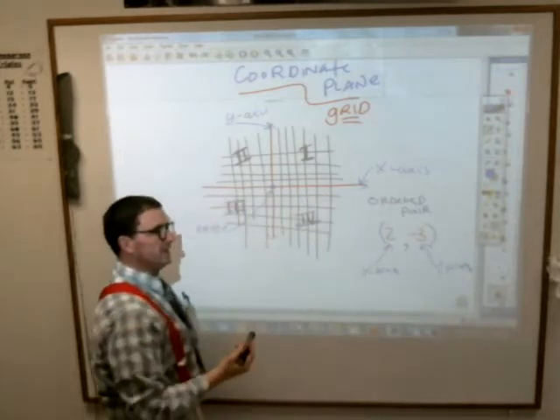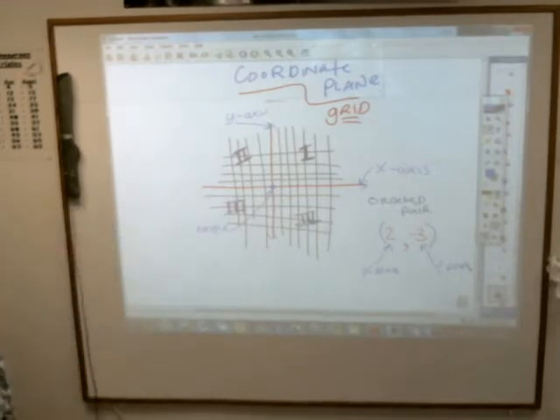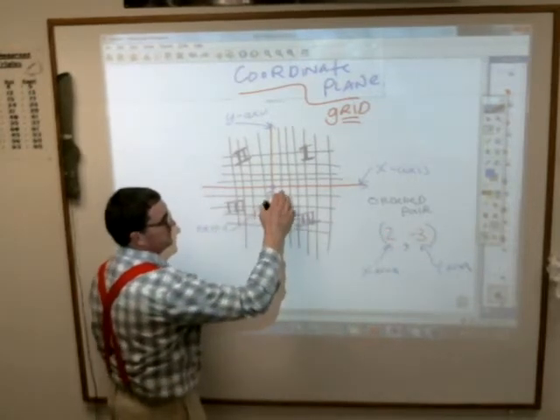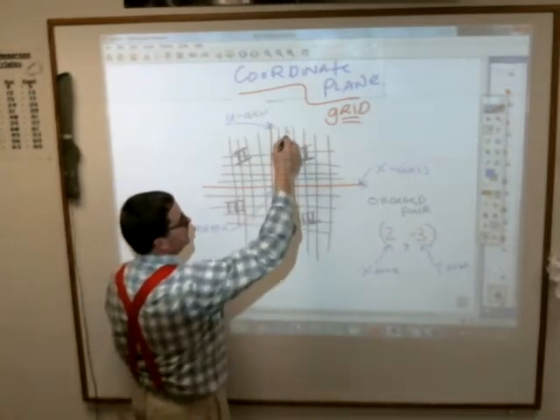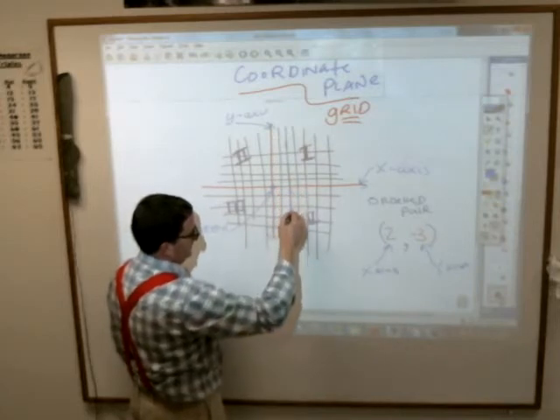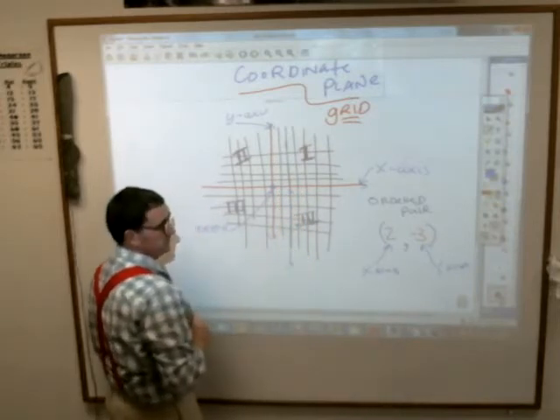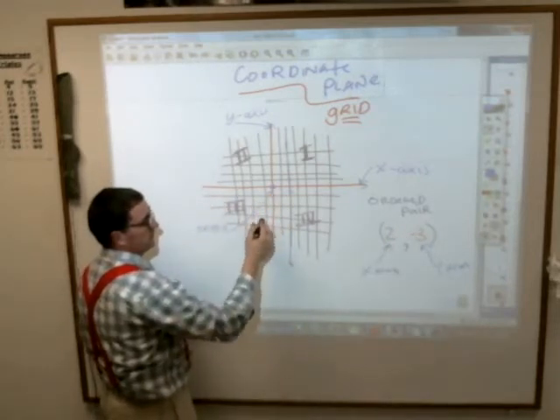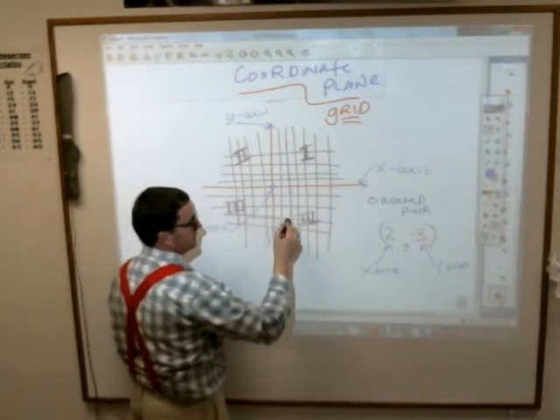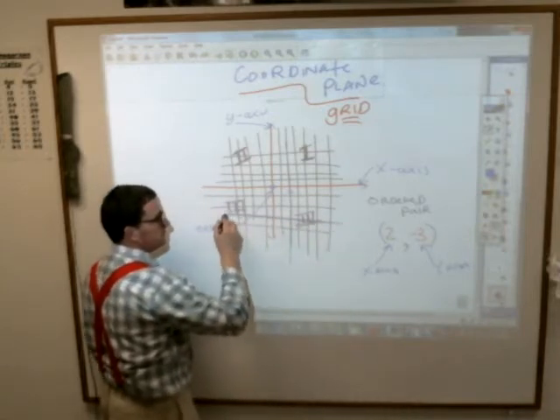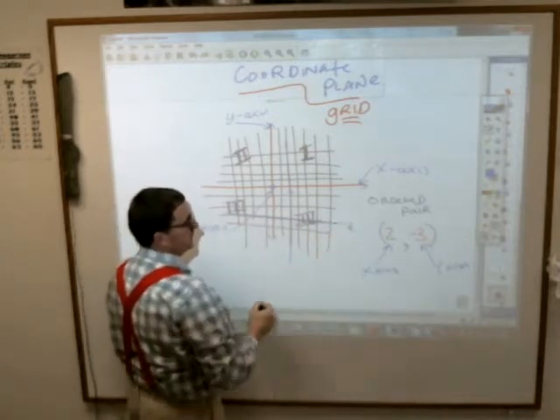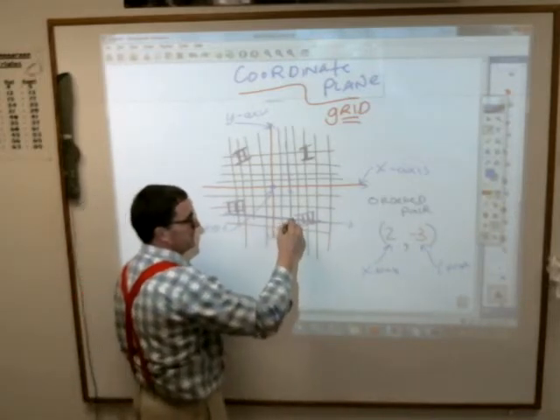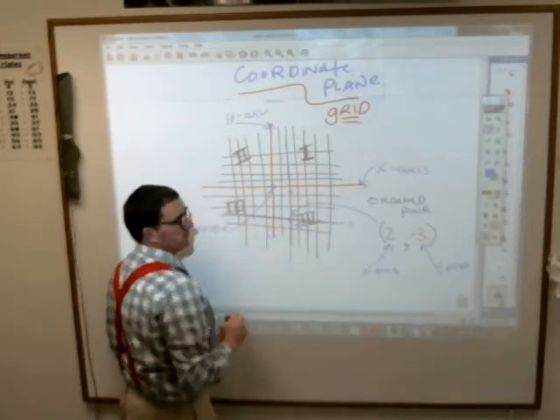There's a couple different ways to go about finding that point (2, -3). You can find 2 on the x-axis, which means it would be this line right here. Here is the number 2 on the x-axis. Everything on that line is x equals 2. -3 on the y-axis would be -1, -2, -3, which is everything on this line right here. The place where those two lines intersect is the point that this ordered pair stands for.